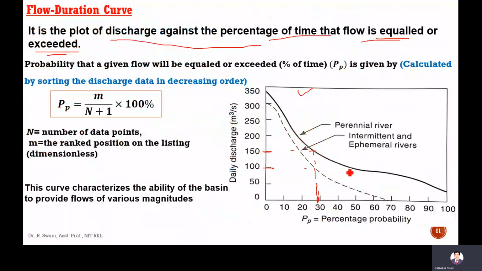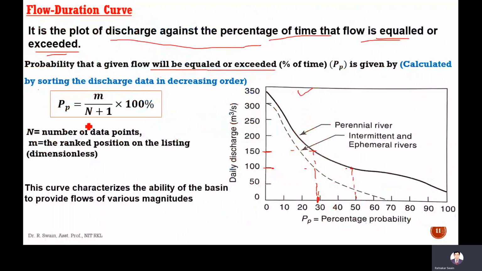For this 100, let it be 50. 50% of the time the flow is 100 meter cube per second or more than 100 meter cube per second at that particular station. So this is the probability that a given flow will be equaled or exceeded, that is, the percentage of time that flow is equaled or exceeded. It means 50% of the time the flow is 100 or more than 100.